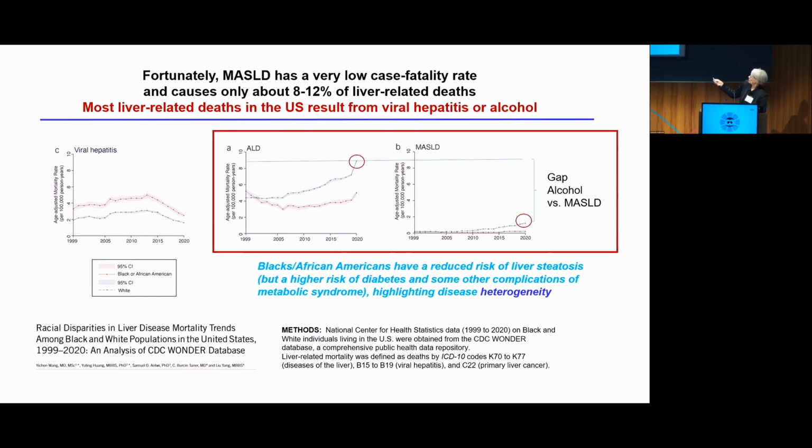In this graph, the mortality curves for African Americans are highlighted in pink, and it's interesting to note that for both MASLD and alcohol-related liver disease, the risk for mortality is much lower in African Americans, just highlighting the disease heterogeneity.